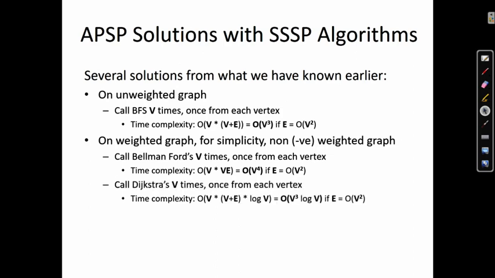Or you can just use Dijkstra. Dijkstra will be slightly faster. Call Dijkstra V times. Again, once on each vertex. So this one will be V times V plus E times log V, which is V cubed log V, if E is equal to V squared. Yeah. So can we do better?